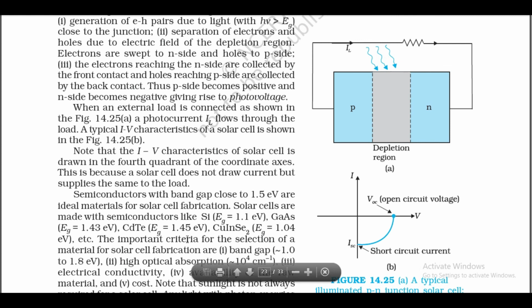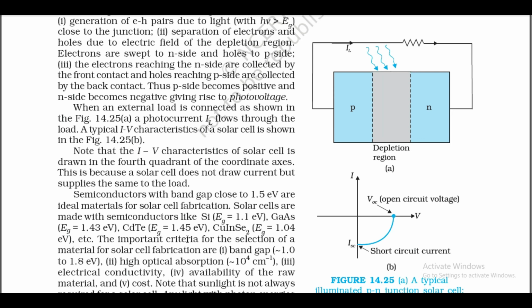Semiconductors with band gap close to 1.5 eV are ideal materials for solar cell fabrication. Solar cells are made with semiconductors like Si, Eg equal to 1.1 eV; GaAs, Eg equal to 1.43 eV; CdTe, Eg equal to 1.45 eV; CuInSe2, Eg equal to 1.04 eV, etc.